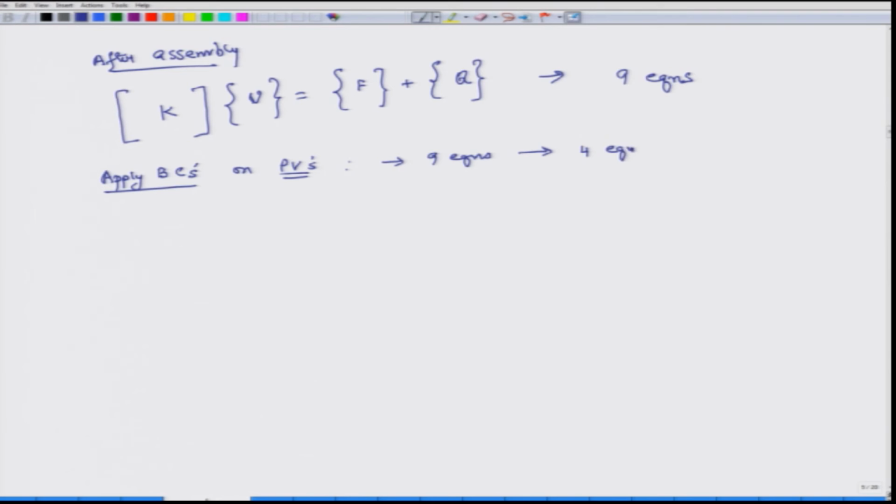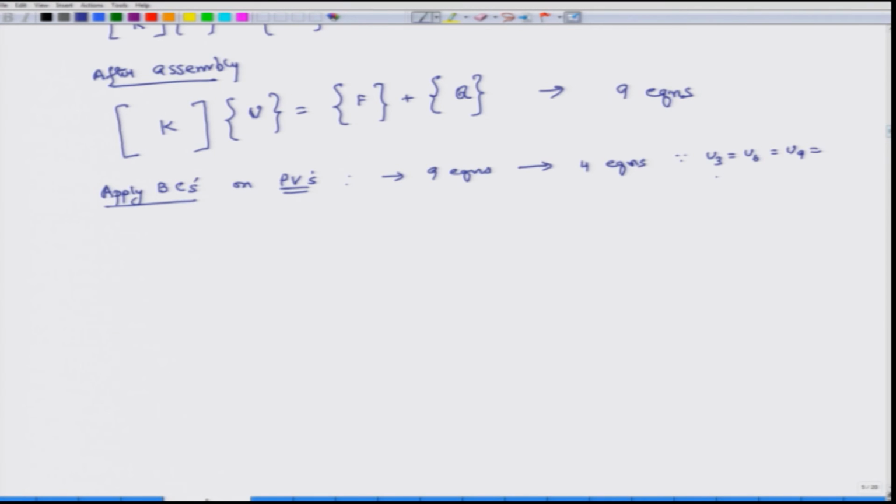For 4 equations, because U3 is equal to U6 is equal to U9 is equal to 3, 6, 9, and U7 is equal to U8 is equal to 0. Okay, so eventually I am left with a reduced number of equations, and the size of those equations is 4, right, because these 5 things got eliminated.